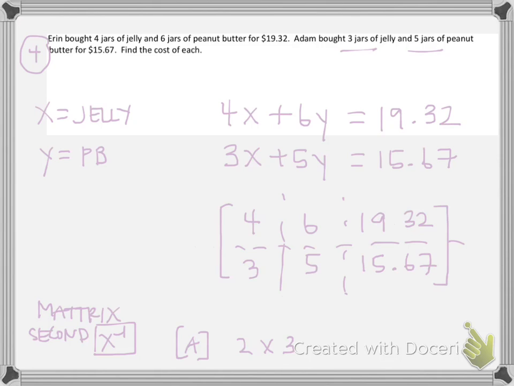Okay, so now we're going to input all that. So 4, 6, 19.32, 3, 5, 15.67. So make sure you hit enter every time. Now you're going to go back to second matrix, so go back to second matrix, and now you're going to calculate. So that's how you input the material.